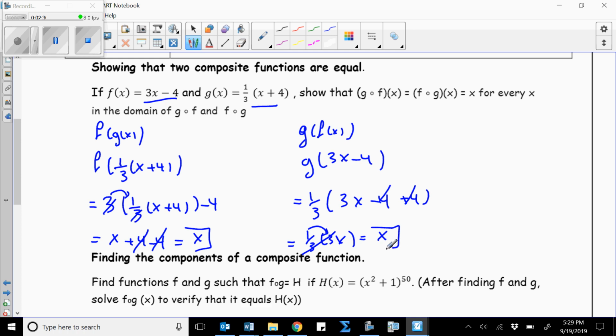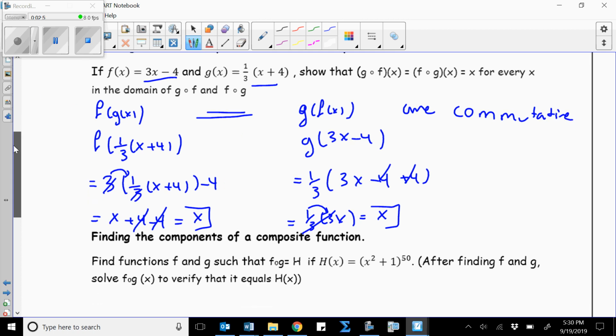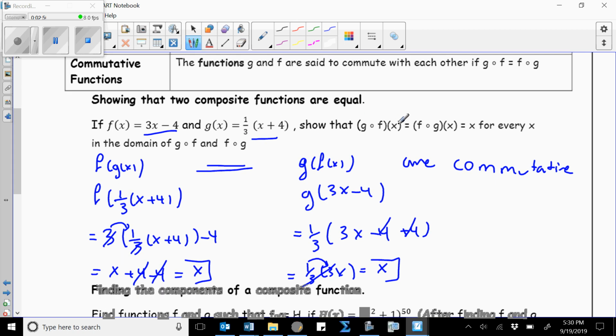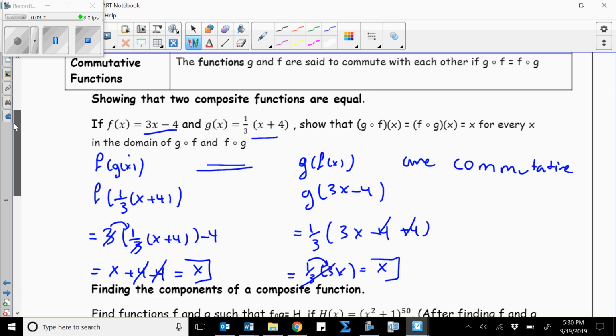It's equal to x. So we see that f of g of x is equal to g of f of x. So they are commutative. Whenever you want to prove that two functions are commutative, you need to find f of g and g of f and prove they are equal to each other.